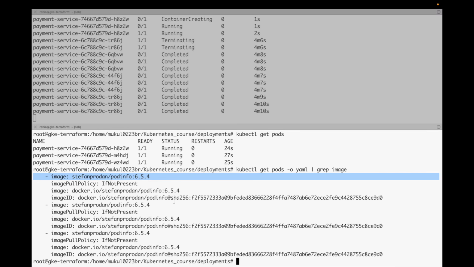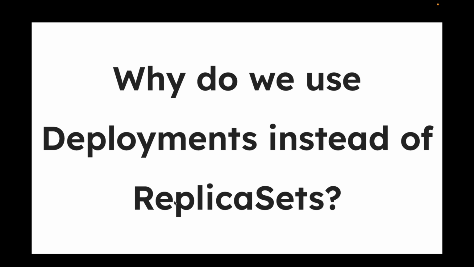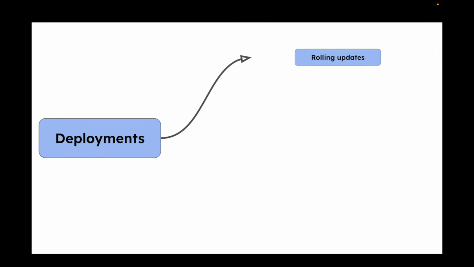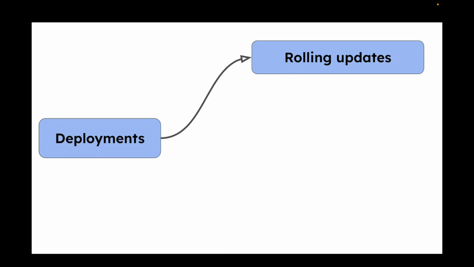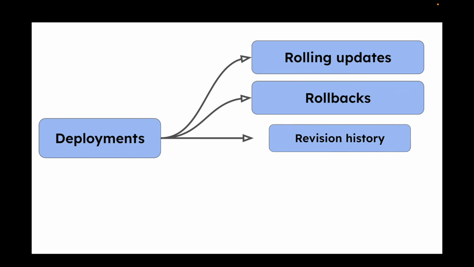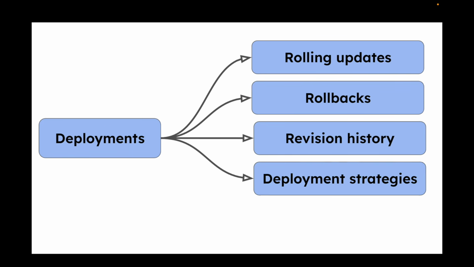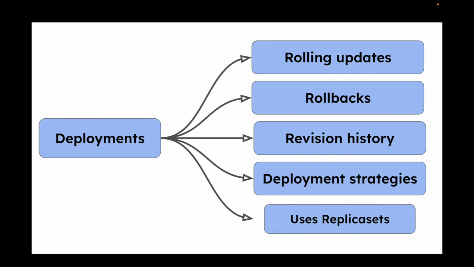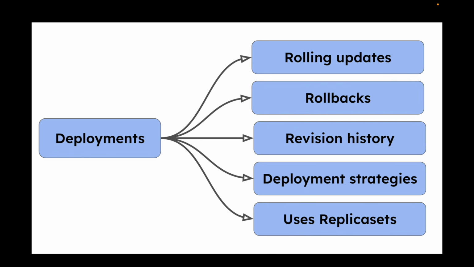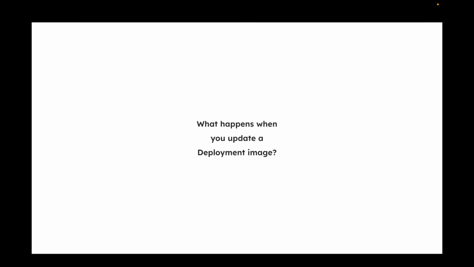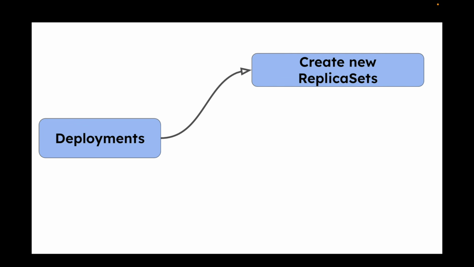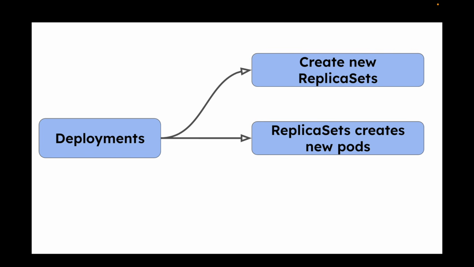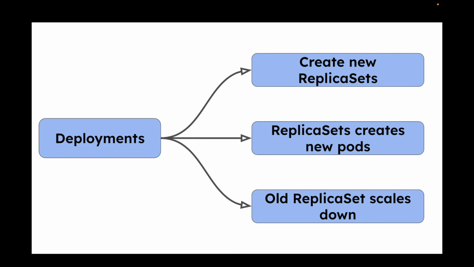Now let's look at some of the common interview questions that you can expect on deployments. The first question is, why do we use deployments instead of replica sets? Replica sets are mainly used when you want to maintain a pod count, but deployments provide rolling updates, rollbacks, revision history, and deployment strategies. Also, deployments use replica sets in the backend, so basically deployments wrap your replica sets. The next question is, what happens when you update a deployment image? Kubernetes will create a new replica set, the new replica set will create new pods, and the old replica set will gradually scale down.